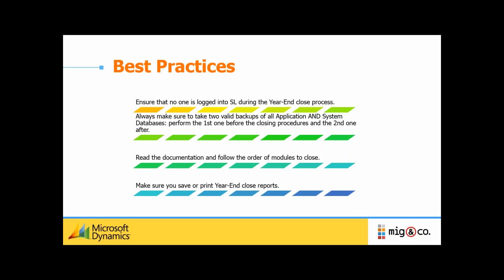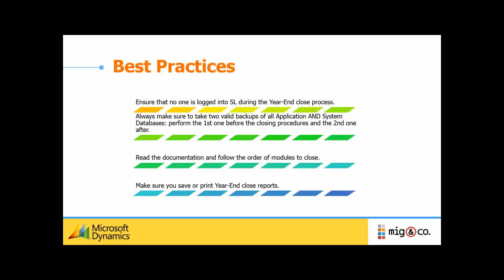Always make sure that you have 2 backups for both the system and the application database. Perform the first one before you do your closing procedure, and the second one just after. Read the documentation and follow the order of the modules as we talked about just a bit ago. Inventory is probably the one that moves the most, so you want to make sure that's solidified. If you have to do a physical count or a book-to-physical at year-end, make sure that's done before you actually close out the inventory for that particular year.